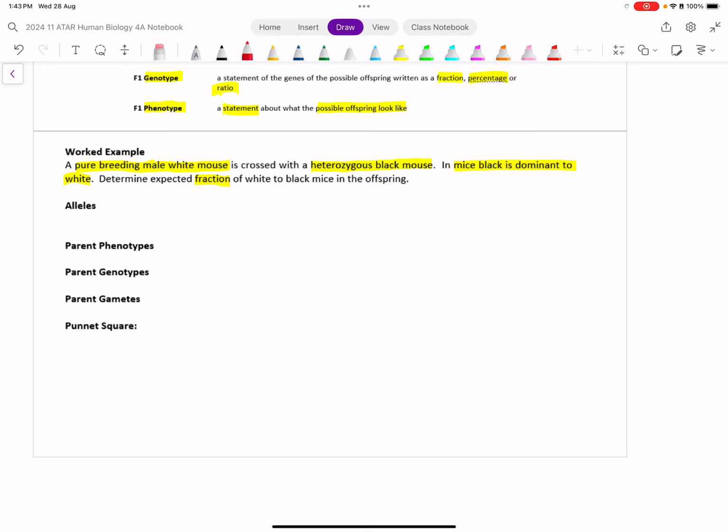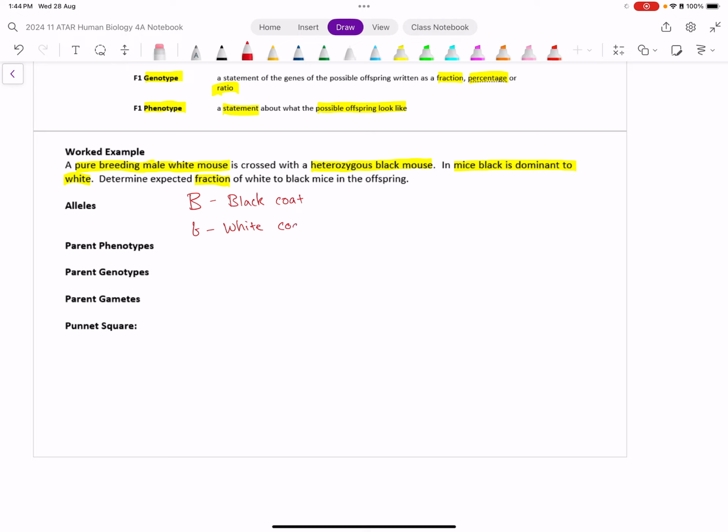Now in this instance, again, we start with our alleles. And in this case, we haven't been told a specific allele, so we can make one up. And in this case, we're going to use the letter B. Now, we've been told in this instance that mice who are black are dominant to white mouse for this colour trait. And so what we're going to do is, for capital B, we're going to represent this as the black coat versus our recessive allele, little b, will be a white coat.